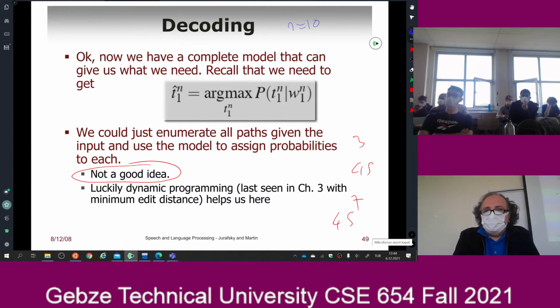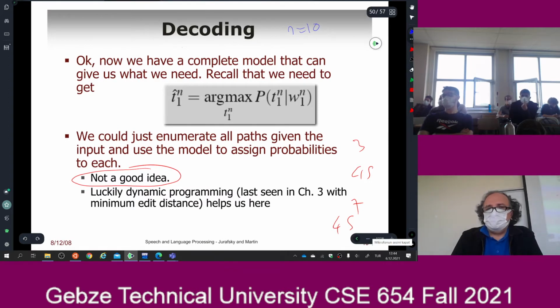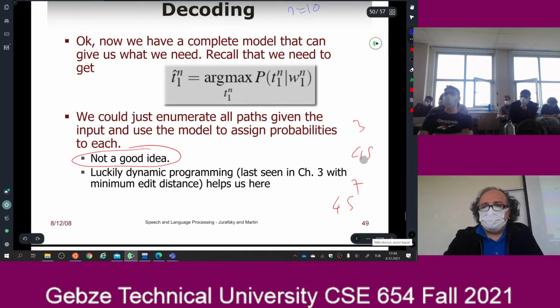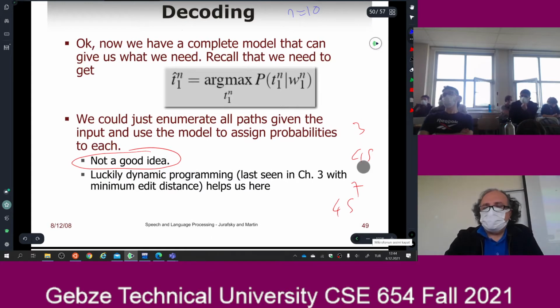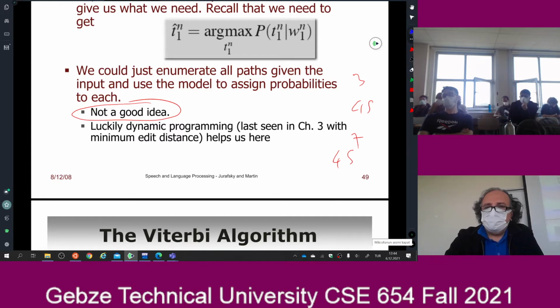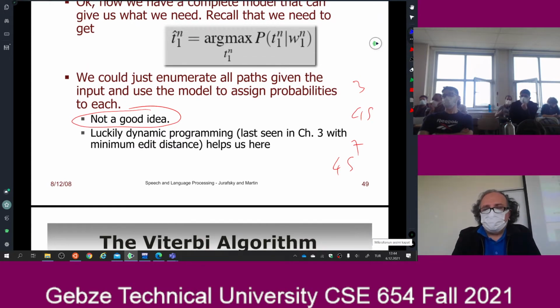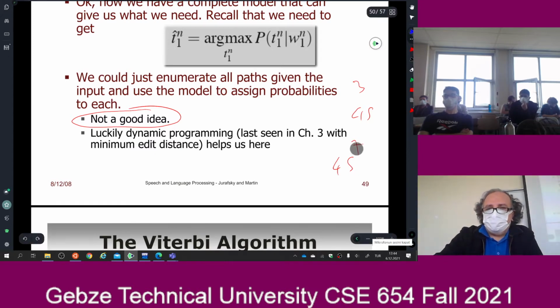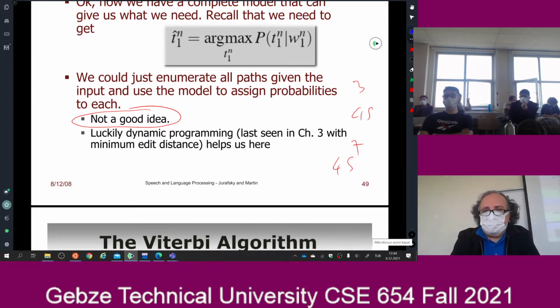So every time I make a new assignment to one of these words, let's say I am using a 45 tag set, and suppose I have 7 words in my sentence. It is 45 to the 7. It's a very large number. I don't like these kinds of large numbers. I can't deal with this. Maybe for small values of n, but for values like 10, 15, 100, it's not going to work. So we need to come up with a better way of doing this.